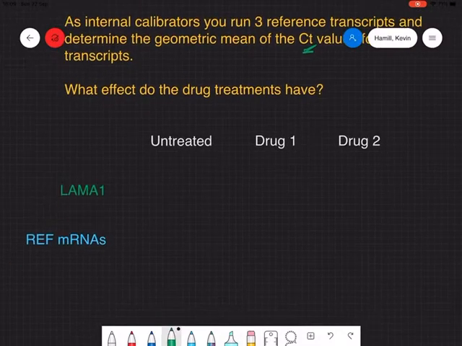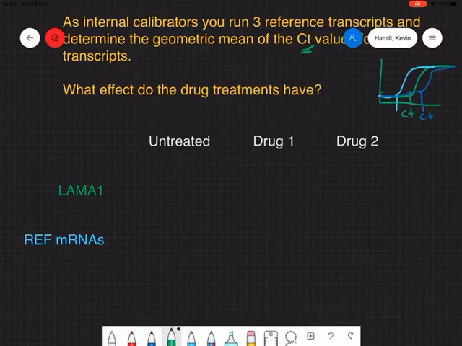So let's put in some dummy numbers. Let's say in your untreated sample, you have a value of about 20, right? So that's the average of a whole bunch of biological repeats. You get a CT value of 20 for LAMA1. And then you have a reference transcript value of, let's say, 15. Okay, plausible. So you then take your drug treatment samples and have a look at them. Let's say for that, you have a value of 21.